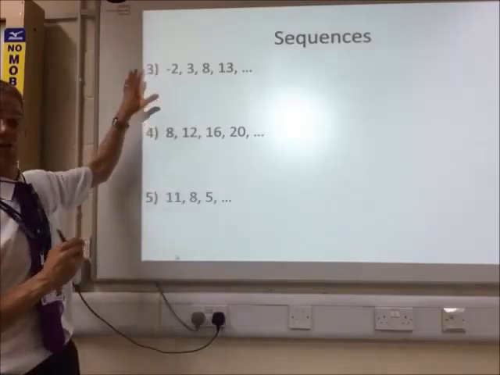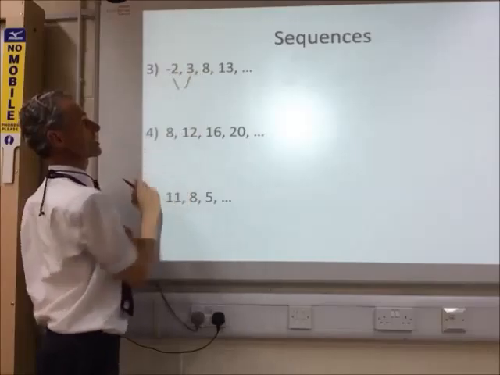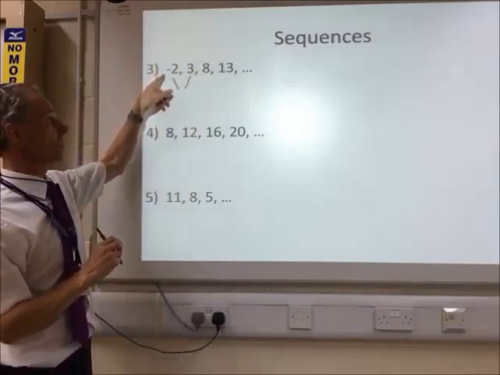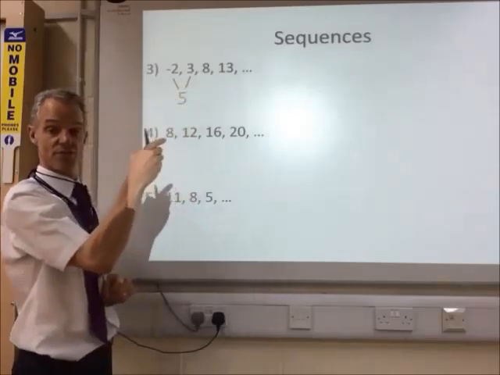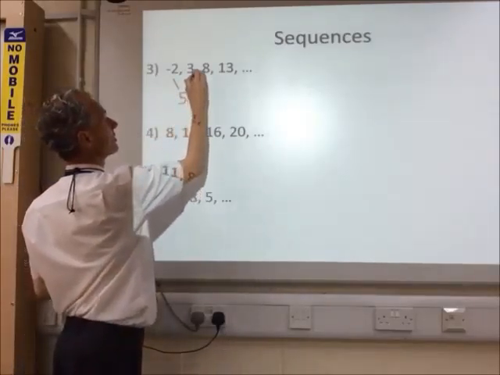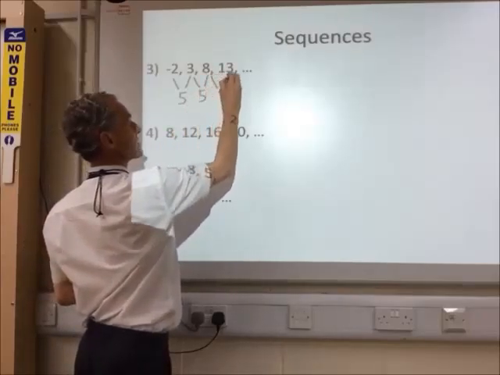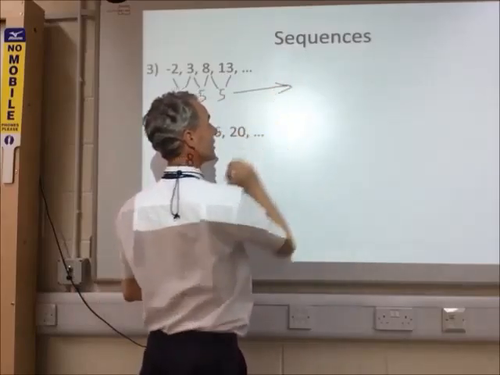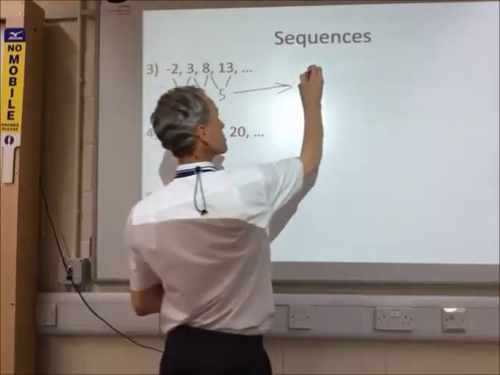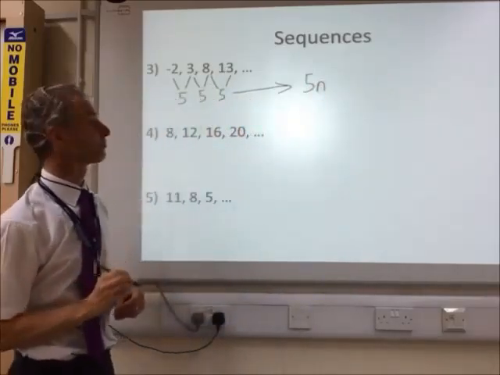So here's my third one, the same process as before. Look at the difference first. This time we're starting at a negative. I'm starting at minus 2 and I'm going up to 3. So there's a difference there of 5. I'm adding on 5. From 3 to 8, again, I'm adding 5. From 8 to 13, I'm adding 5. So again, I know that the nth term must start 5n and then there might be something else afterwards.